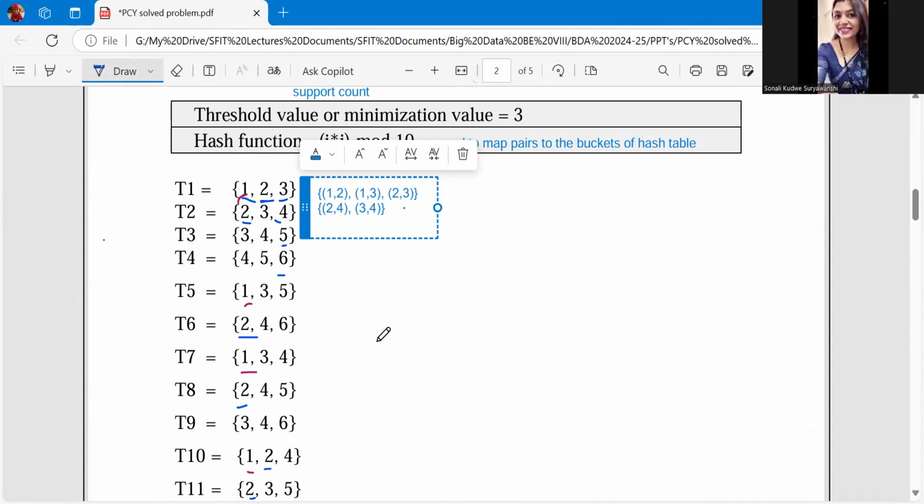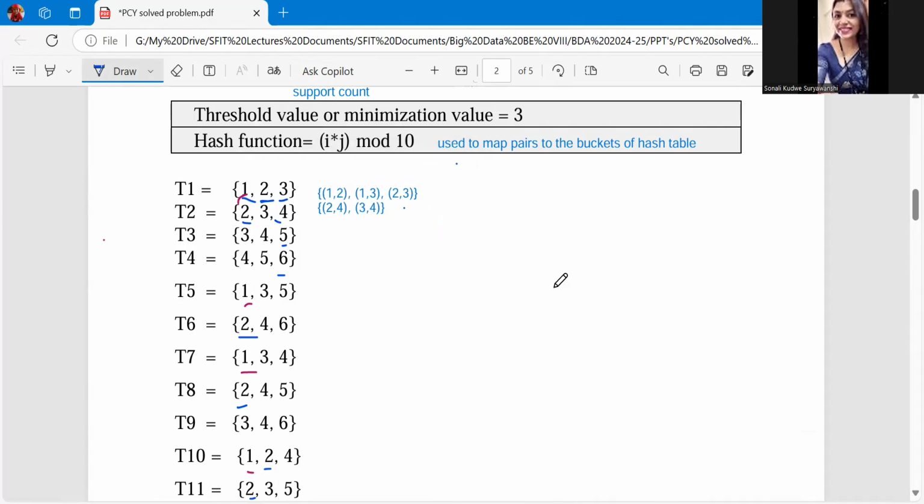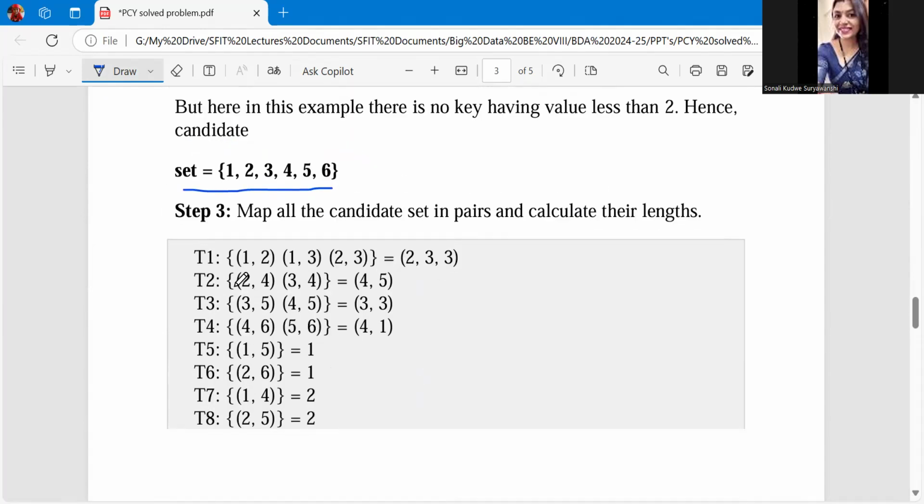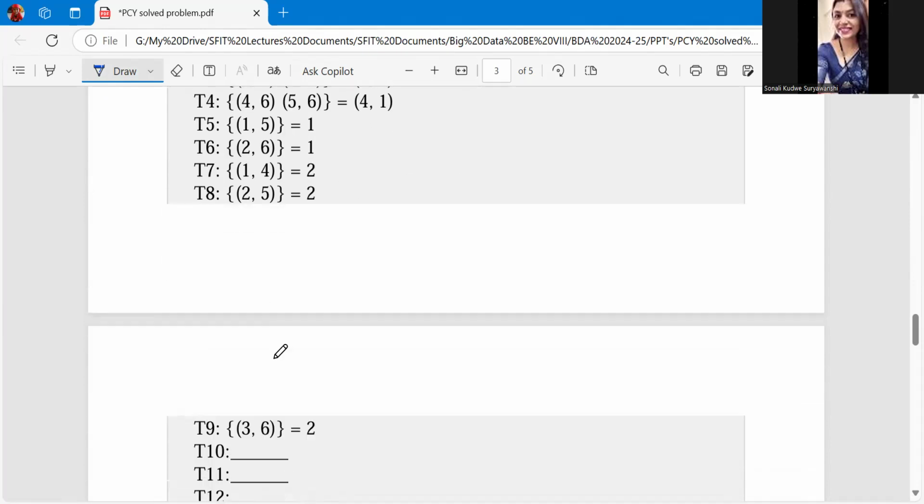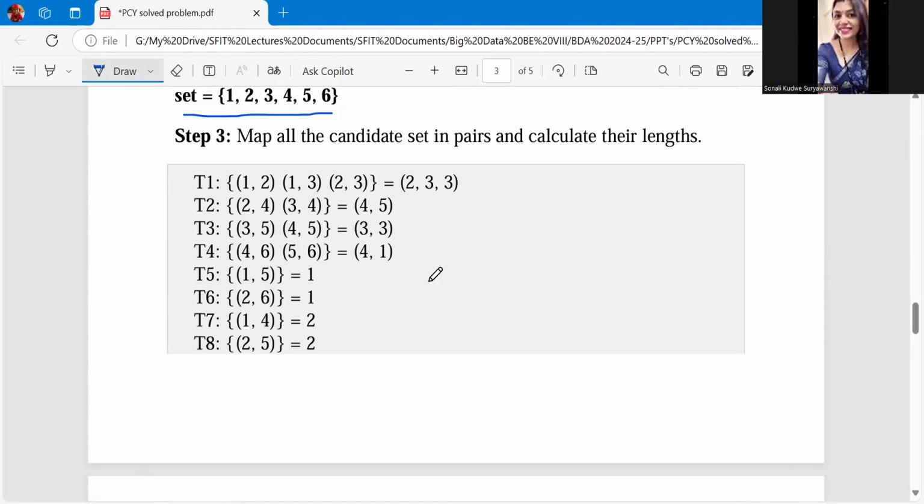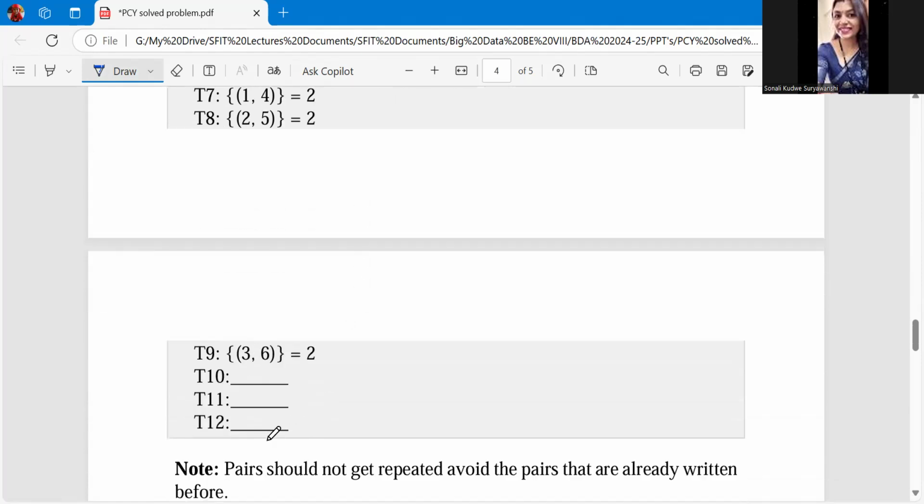So we have to generate the pairs from each transaction. In the next step, as I'll show you here, we have generated all these pairs. And as I said, we don't have to repeat them. So T2 had 2, comma 3, which we have not written here. So it has only 2, comma 4 and 3, comma 4. Even T3 has some repetitive entries, which we are not considering. We are writing all the new entries. So likewise, you will get all the new entries, and you're just mentioning all the new entries in the next table. Here T10, T11 and T12 already have entries which are coming from these entries, so we don't have to write them again.